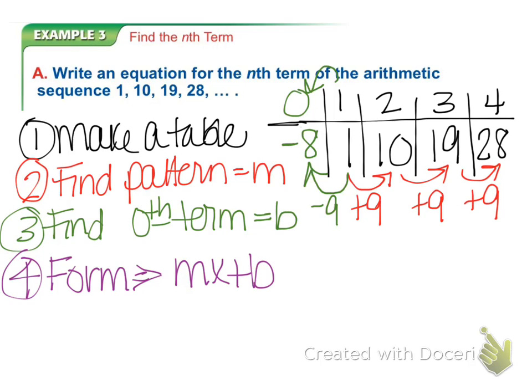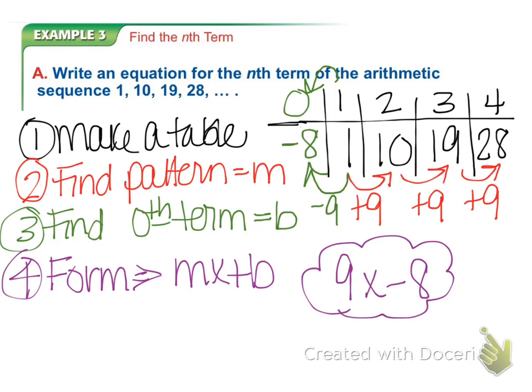Now the B is your negative 8 and the pattern is 9, that's your M, and you're just going to put it in the form of mx plus b. So that's going to be 9x minus 8. You can always check your rule by plugging in the values in your table.